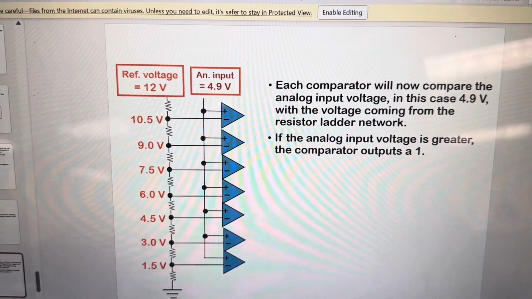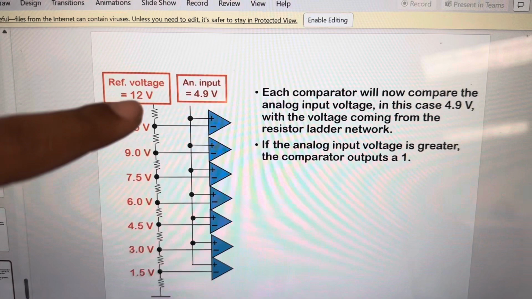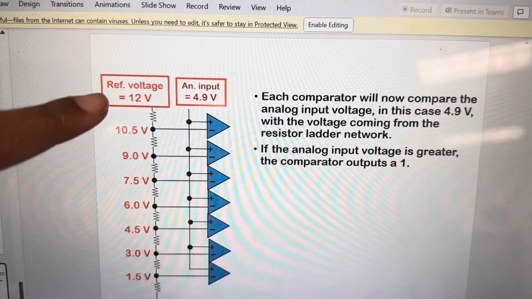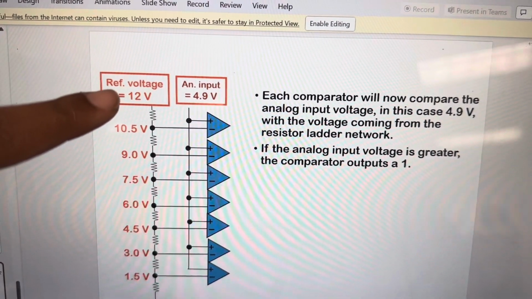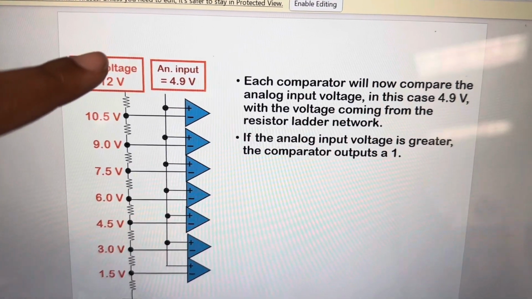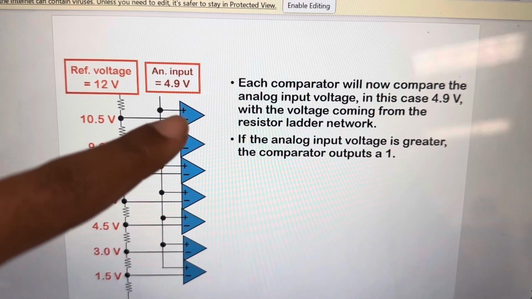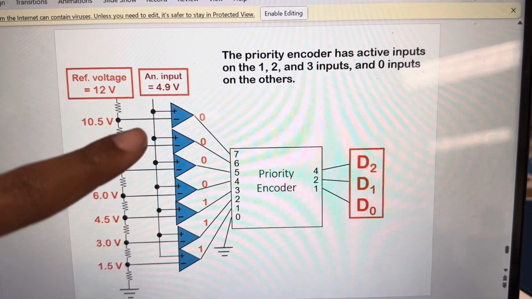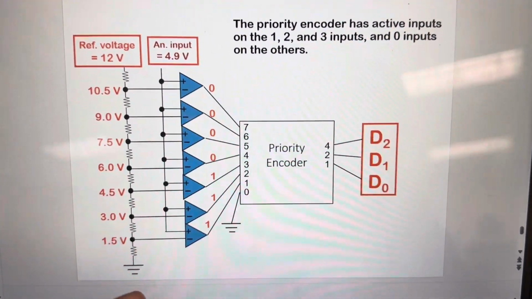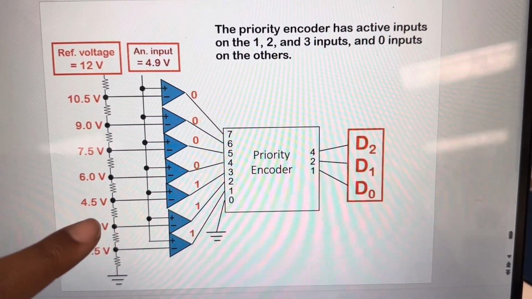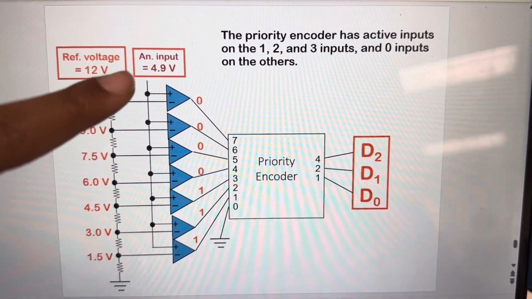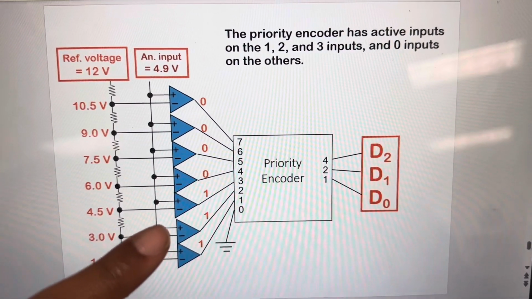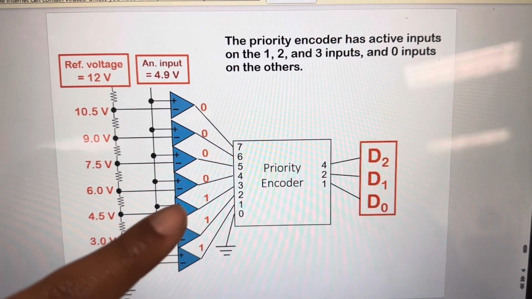In an ADC circuit, if the input is larger than the reference voltage, then the comparator output will be 1. Here we have the numbers listed out, with 1.5, 3, and 4.5 being less than 4.9. All 3 of these outputs, because they are on or high, go to the encoder.